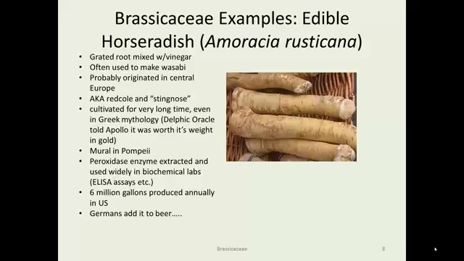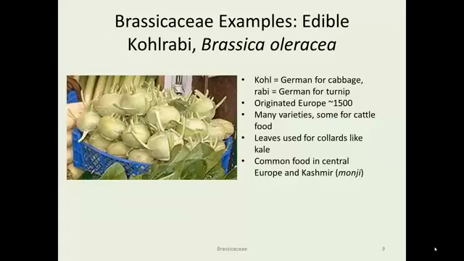Peroxidase enzyme is used in biochemistry a lot, so it has actually some research ties also. There's a lot of very routine assays and things that are used in biochemistry work that use horseradish peroxidase. There's about 6 million gallons of it produced annually just in the U.S., so that's a lot of horseradish. And believe it or not, Germans put it in their beer.